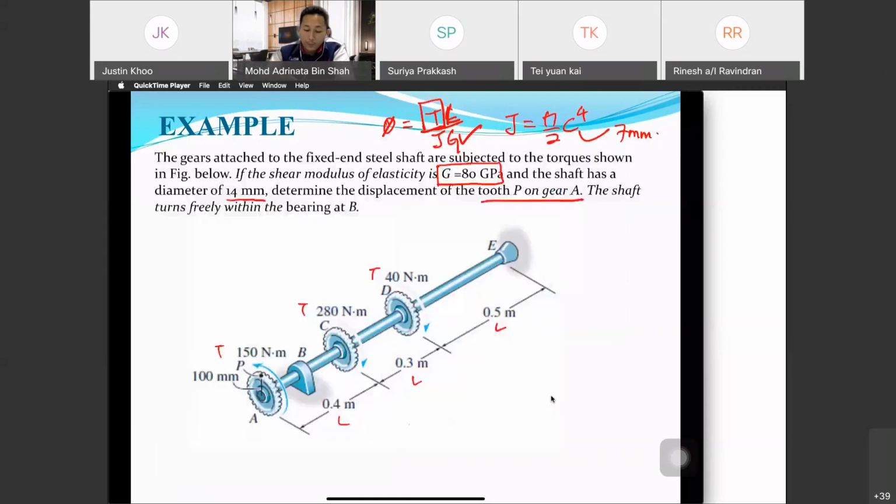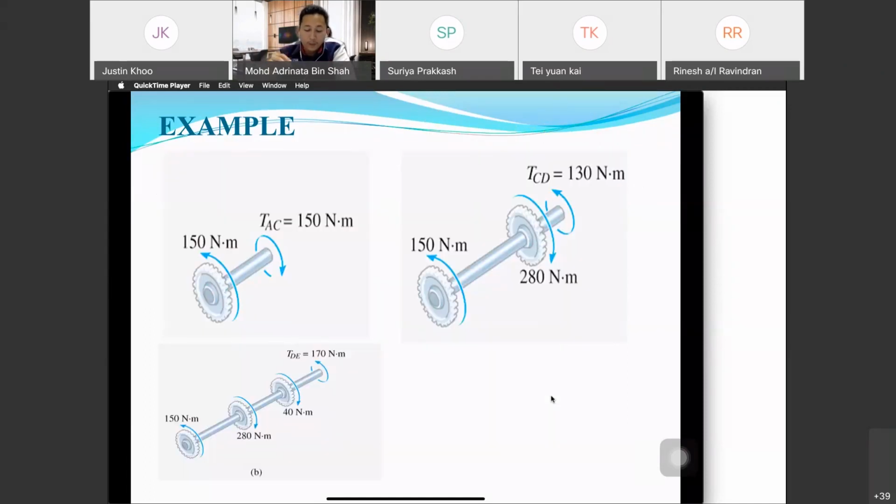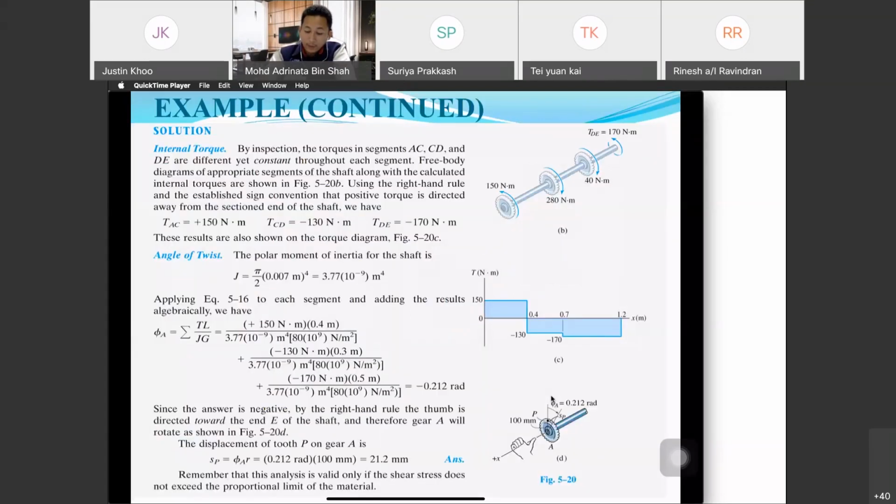Whenever you have a different value of torque, you need to cut the region. So this is region 1, this is region 2, this is region 3. And then you can calculate your value of torque. It is in the other direction. And then we have TAC is equal to 150 Newton meter. It is normally TAC minus, sorry. If we look from the front, it is easy.